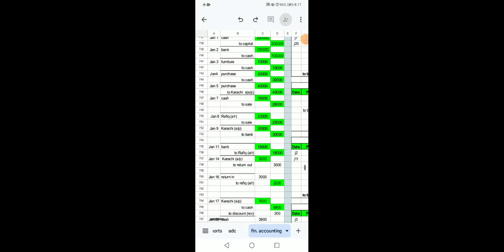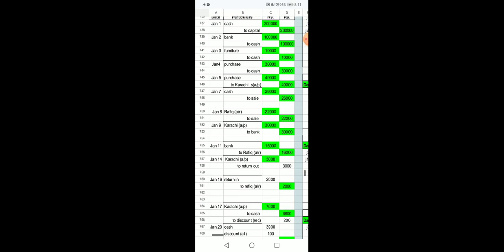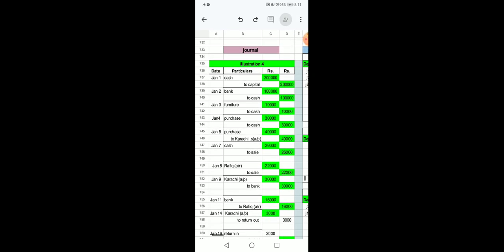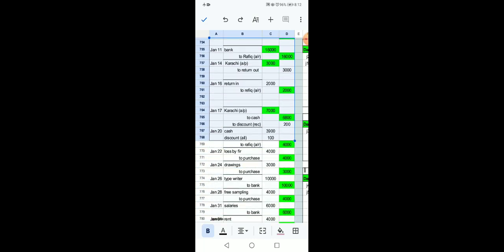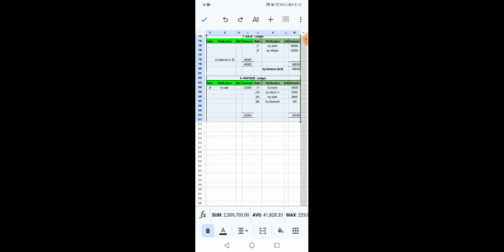We were doing illustration number 4, and two parts have been completed. I'm very hopeful that this is the last part. What we have already done is, from the question, we have completed our journal entries, and we have started making ledgers. Some of the ledgers we have already completed: cash ledger, capital ledger, bank ledger, furniture purchase, Karachi, sale, and Rafiq. These ledgers have already been completed.